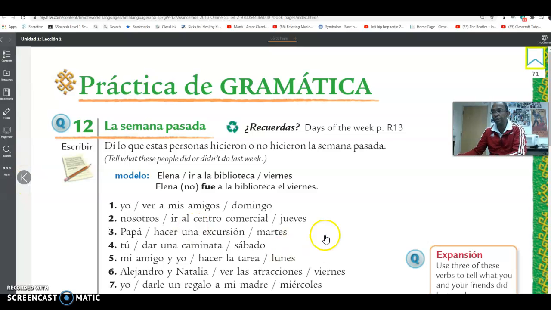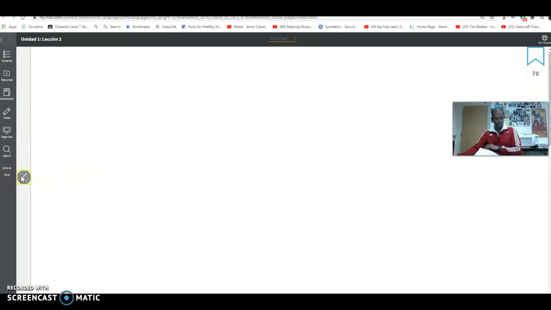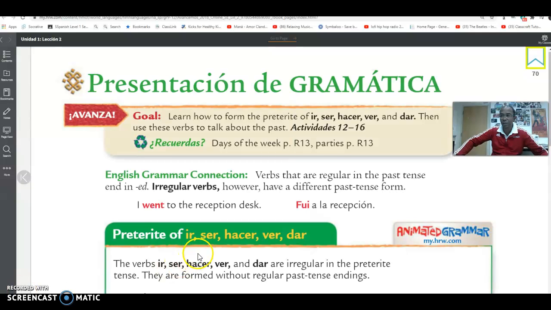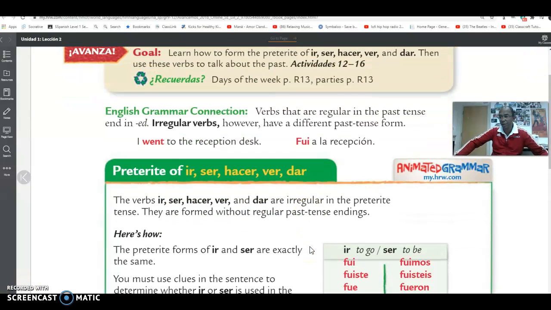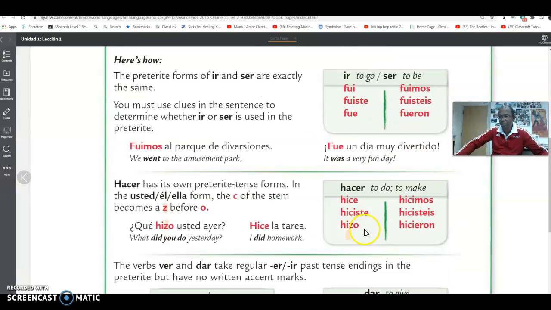So in page 70, we actually have the conjugation of these verbs, okay? If you don't remember, here they are. Remember that ir and ser look the same. The only difference is that you have the preposition a after. And here is the verb hacer, to do.